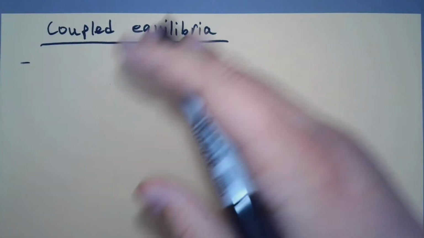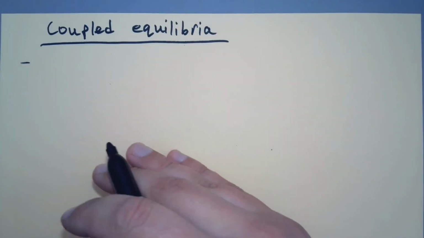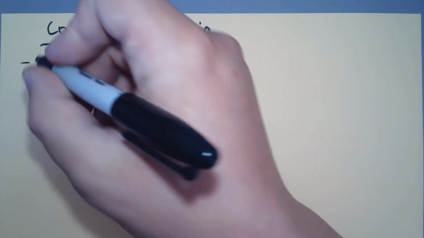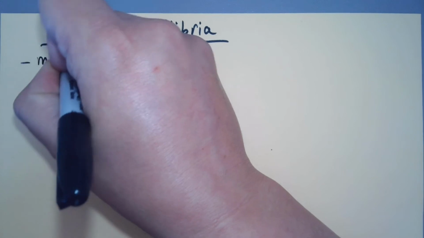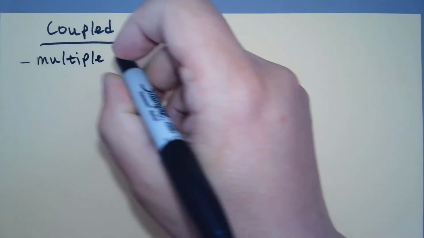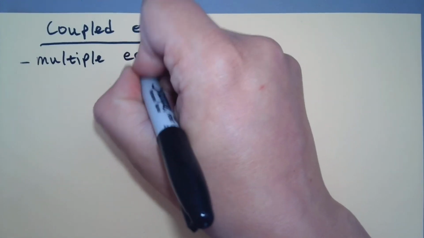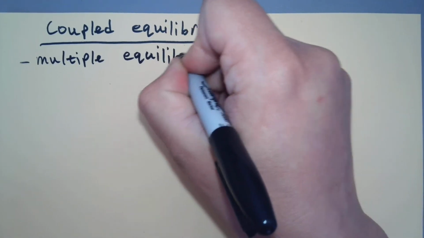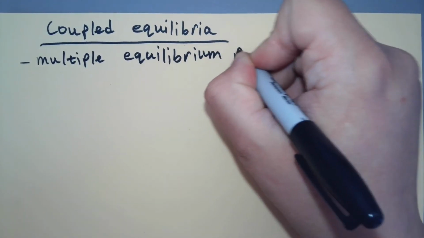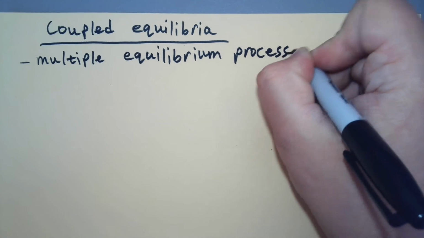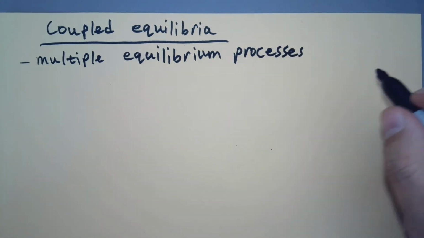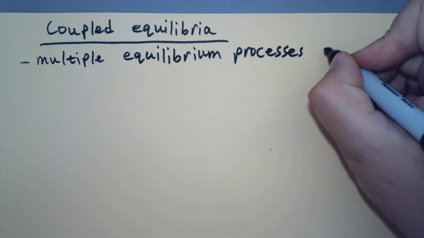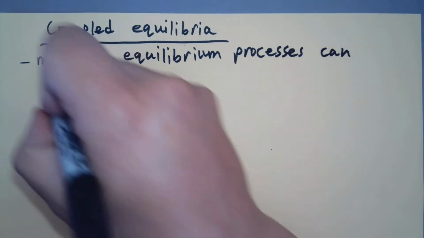I've been hinting around this. I've given examples and been like, that's coupled equilibria. We'll talk about it later. So here we are. We are at that point now. And so what this is, is when we have multiple equilibrium processes, and they can be connected together.